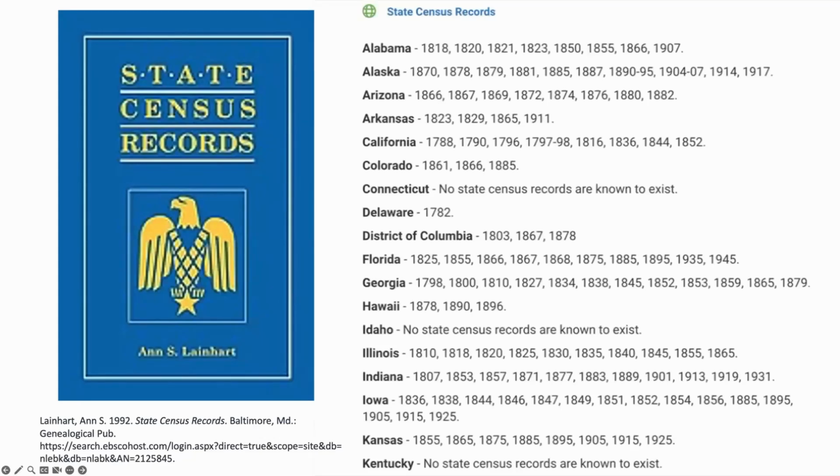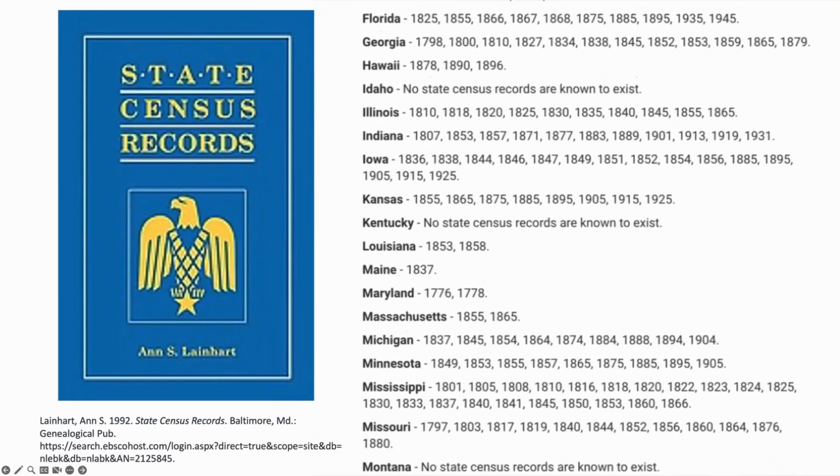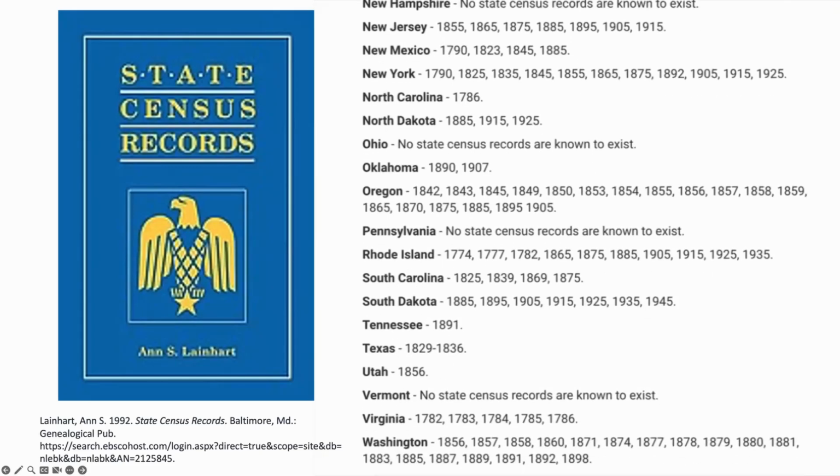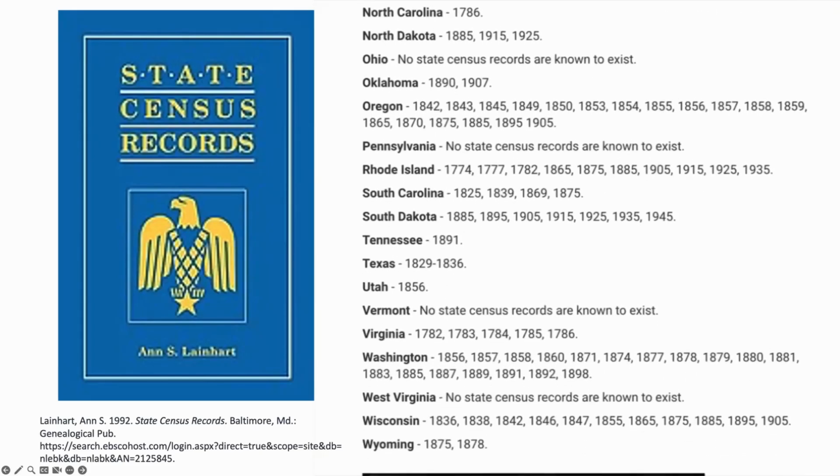Now let's look at the whole list, and I'm just going to run through it real quick so you can scroll through and see that there are a few states that don't have records, and then there are a lot of states with records. Now, assuming that this is correct, that there are no state census records known to exist in a state, the question is, are there any local censuses? Did any local entity like a county or a township or a city have a census list of the people in their location?